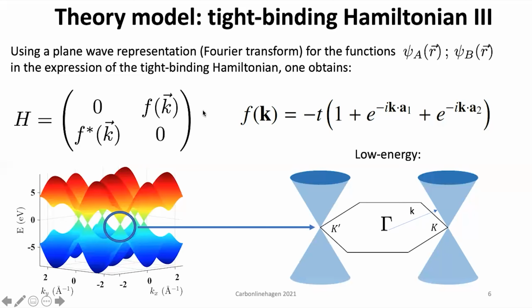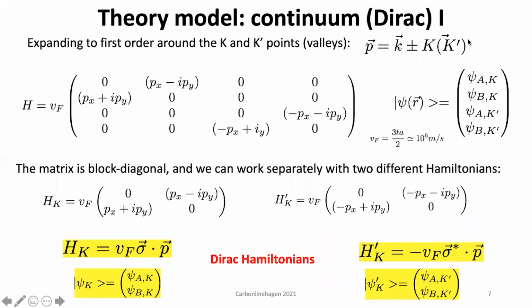One more thing, notice that in this expression, which renders a full band structure, the momentum K is measured from the gamma point, and that's what I meant by this plot here. Now, since the physics at low energy is dominated by what happens around these two K and K prime points, it's very convenient to expand this function F around these two points.